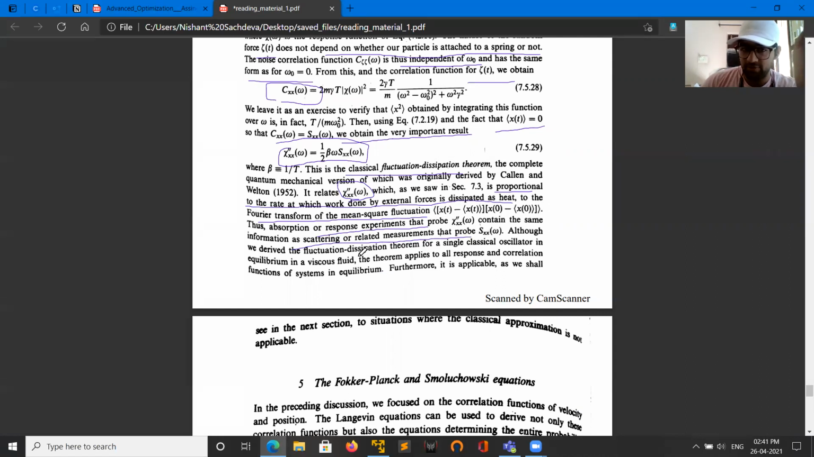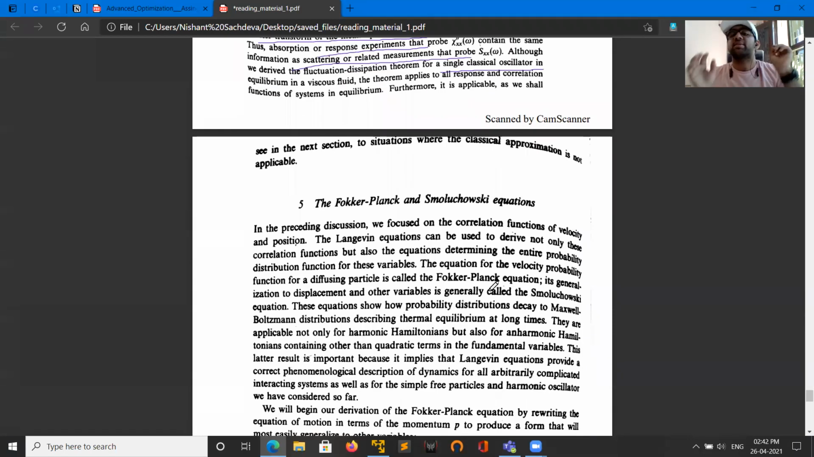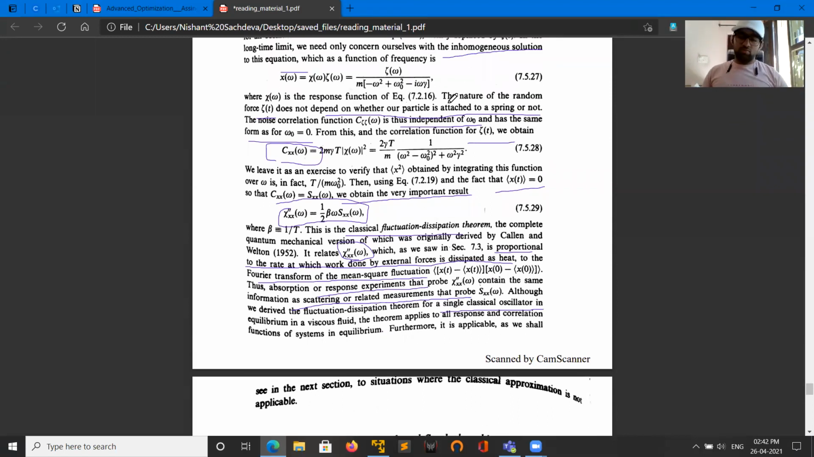Although we derived the fluctuation dissipation theorem for a single classical oscillator in equilibrium in a viscous fluid, it doesn't matter, because the theorem applies to all response and correlation functions of systems in equilibrium. Furthermore, it is applicable, as we shall see in the next section, to situations where the classical approximations are not applicable. It's a tricky part to understand, but it's very straightforward once you read it again. We'll go through it again.